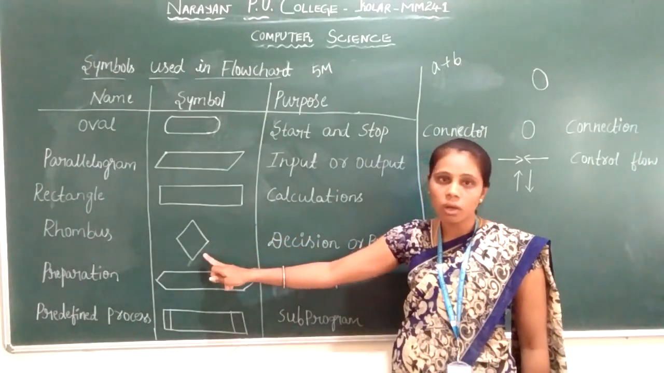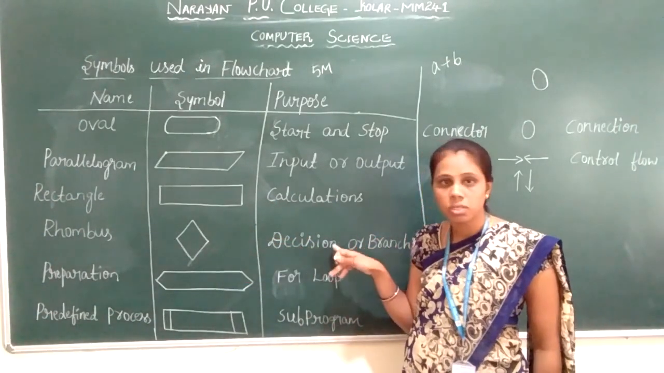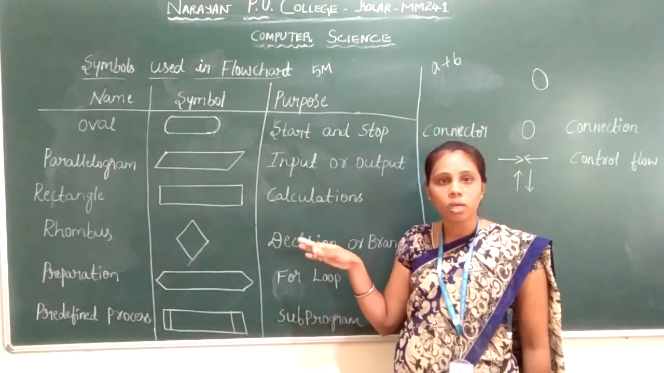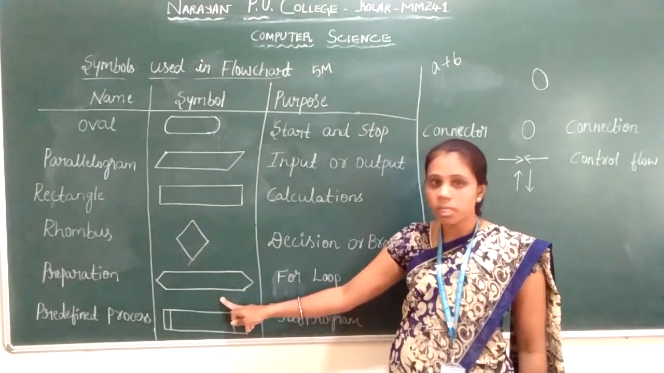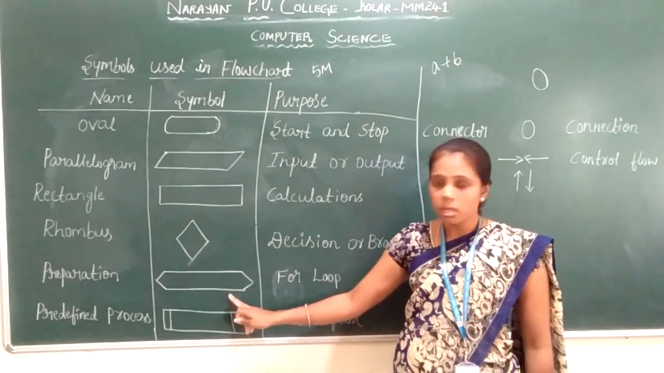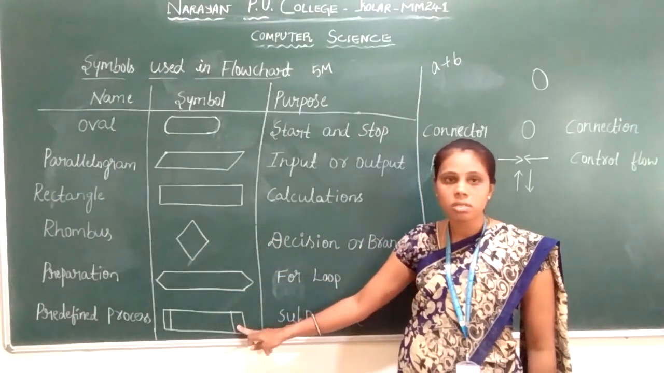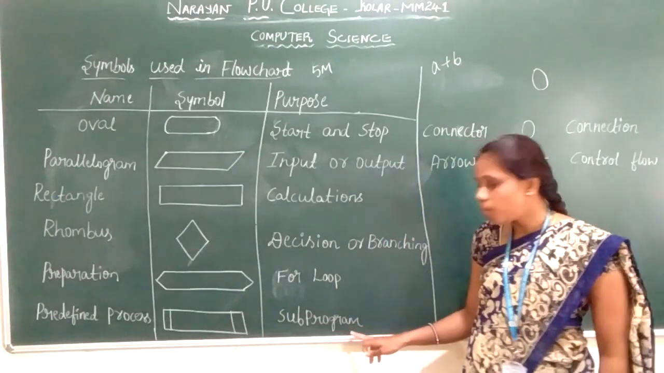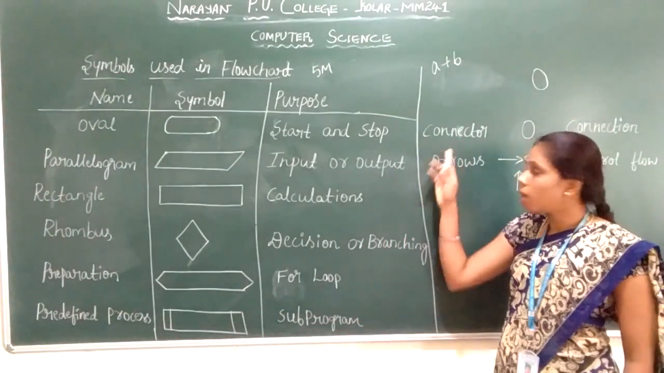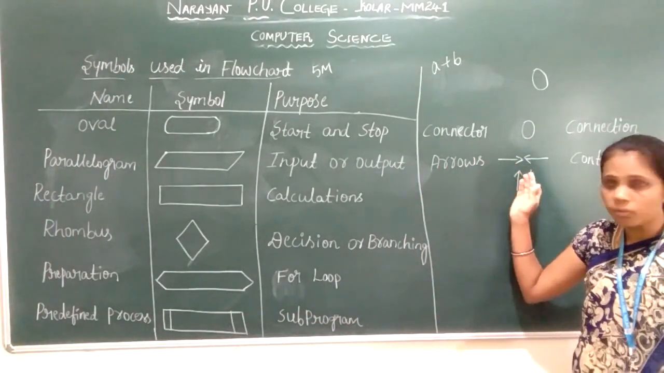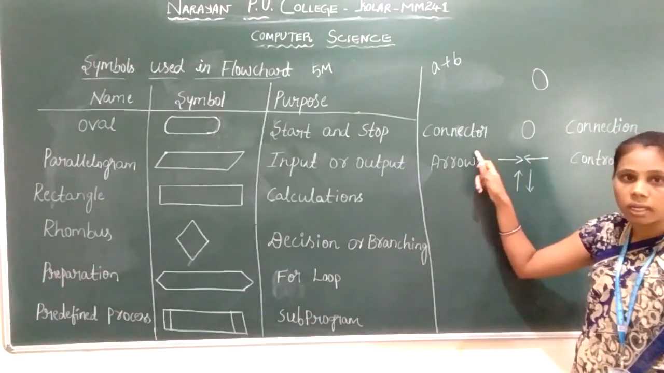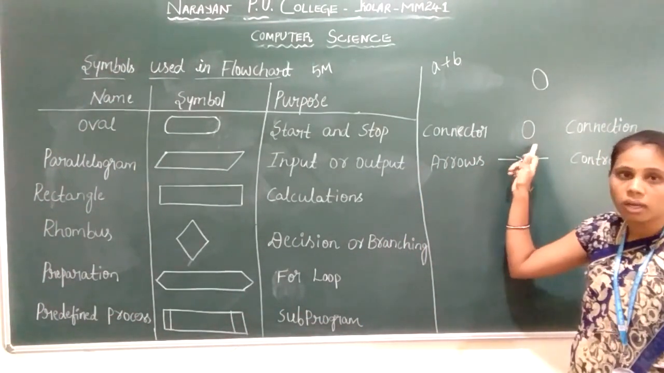Next we have the symbol rhombus. Rhombus is used for decision. So when we have more than one choice, we use this rhombus symbol. Next is preparation. This is used for loops. And next is predefined process. This is used for sub-programs. Next we have a connector. To connect to the next page or to connect any two flowcharts, we use this connector. This is the symbol used for connection.